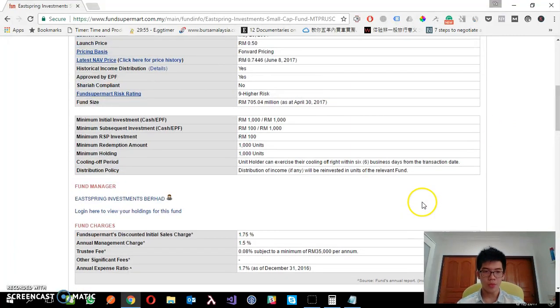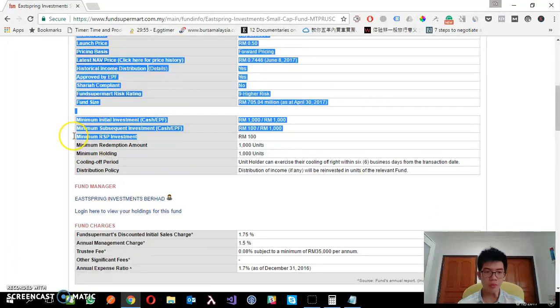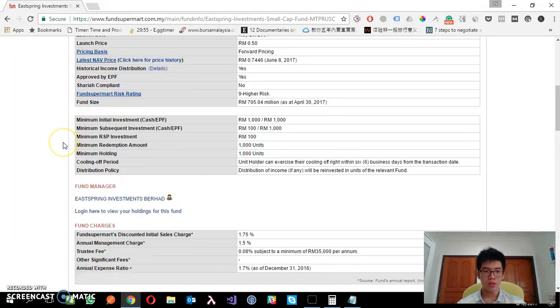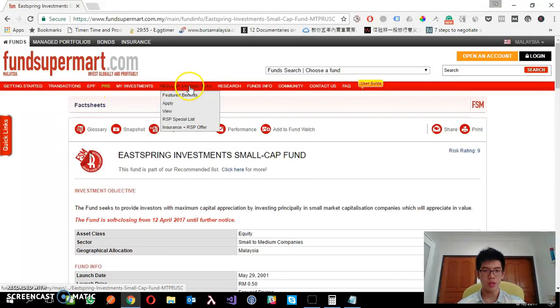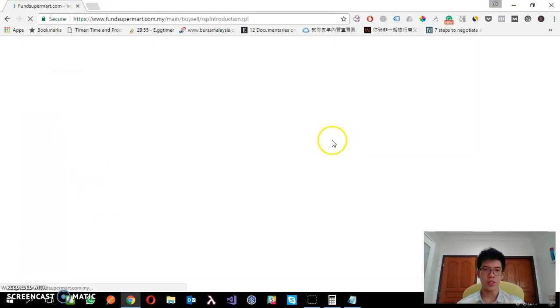I will just opt for RSP here. What do I mean by RSP? RSP is actually a short form for regular savings plan. So what is a regular savings plan?